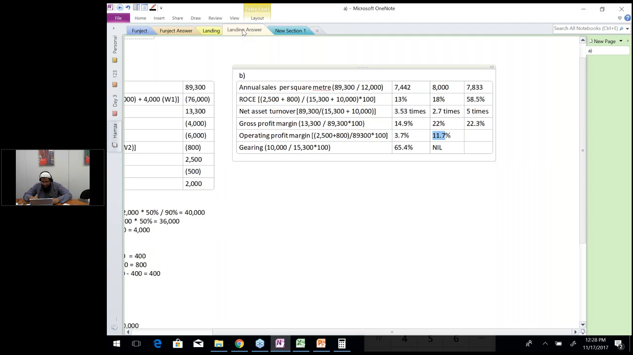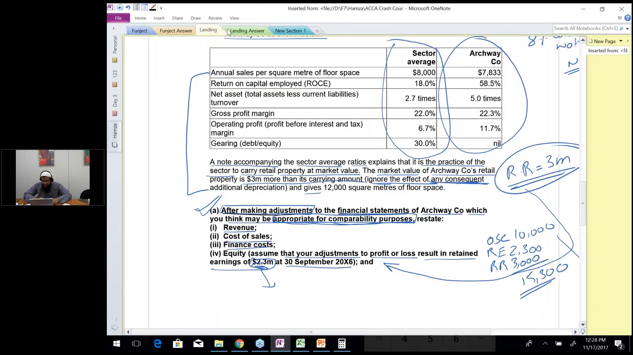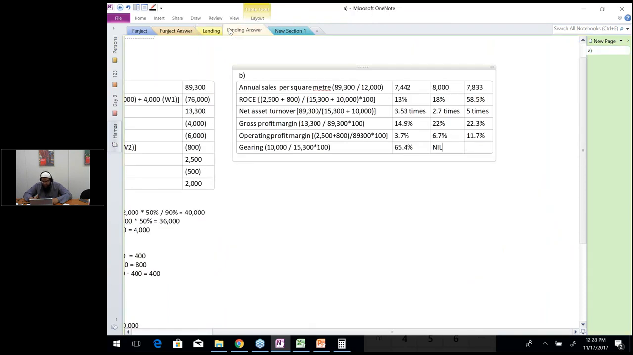Okay, this 11.7 is incorrect. It is over here. And the sector average is 6.7%. And the gearing of the sector average is actually 30. And nil is over here. Okay, so now we are done with copy pasting the values.